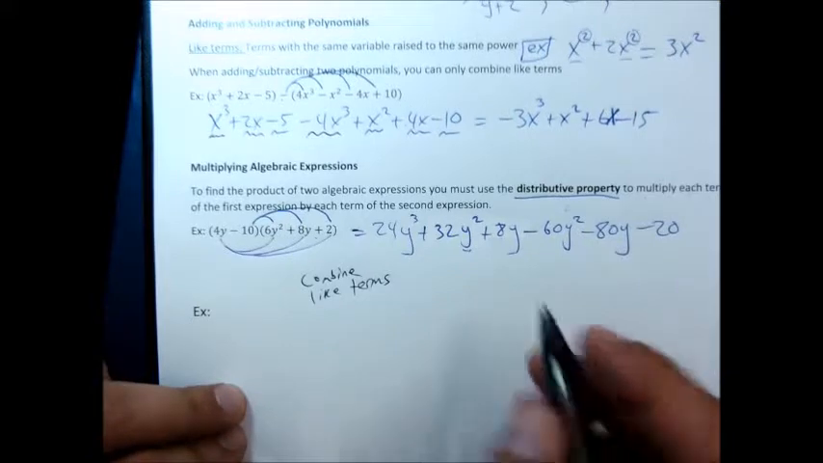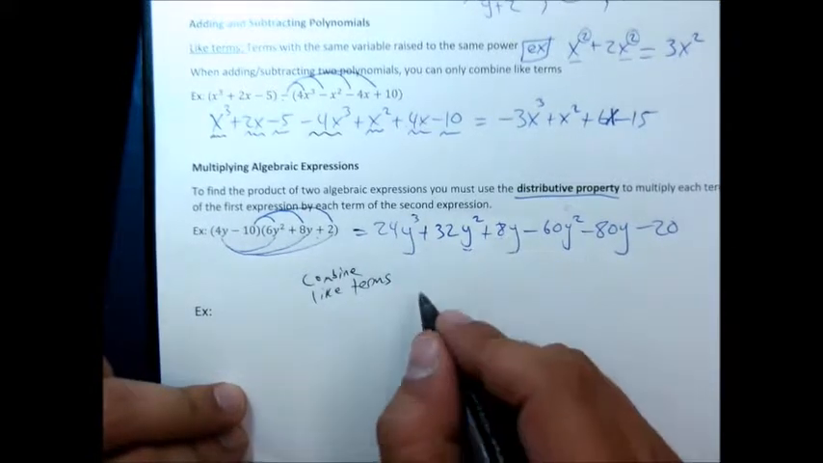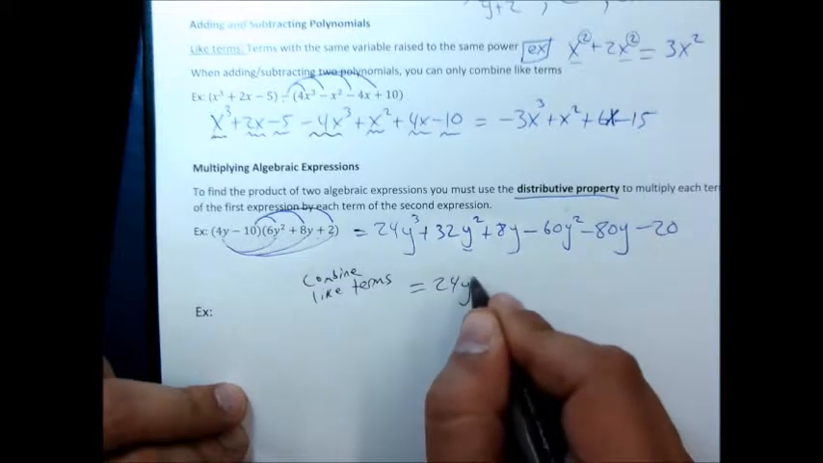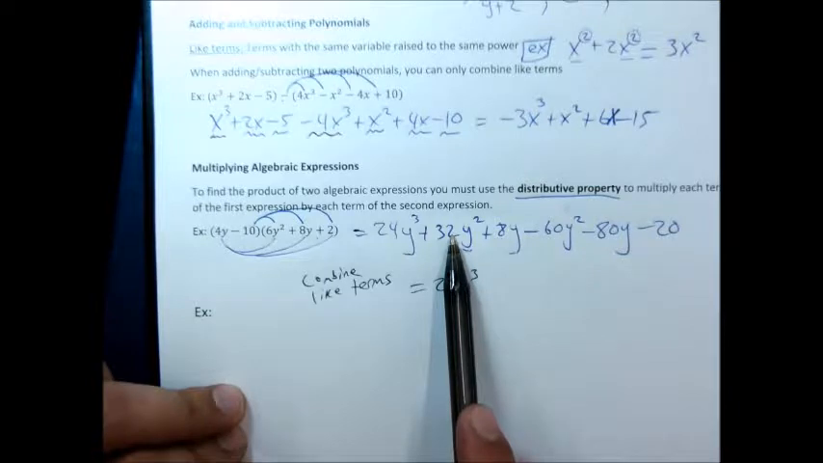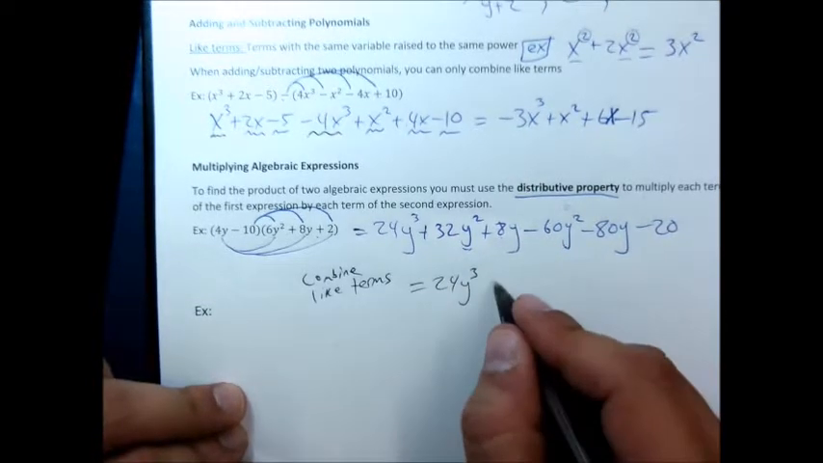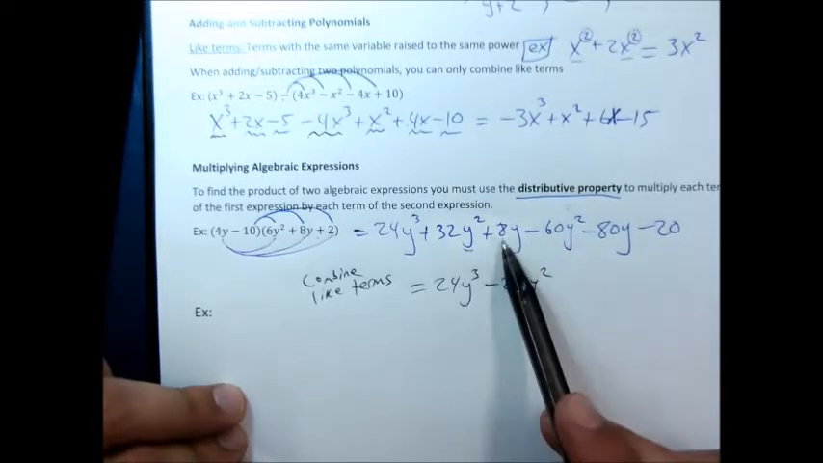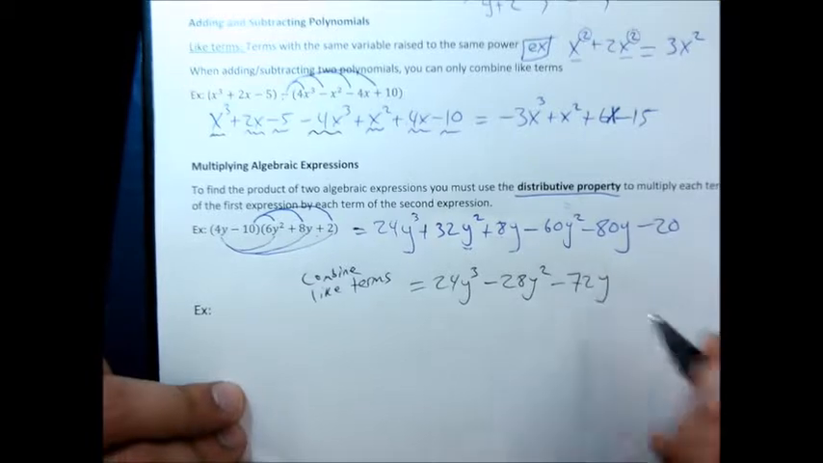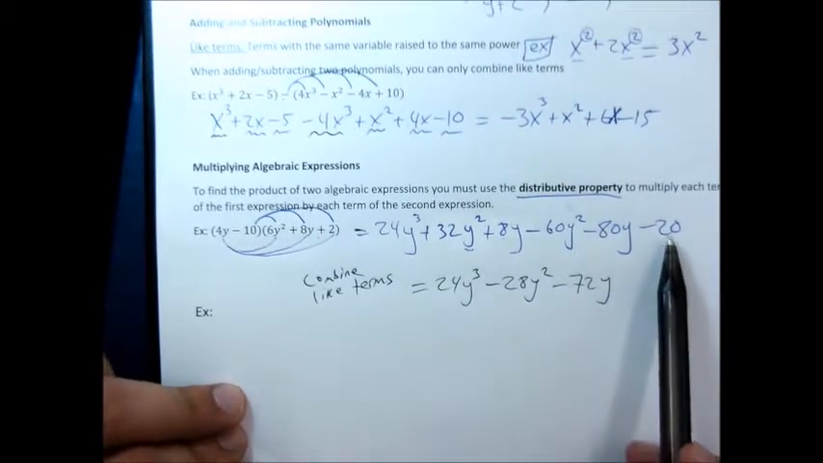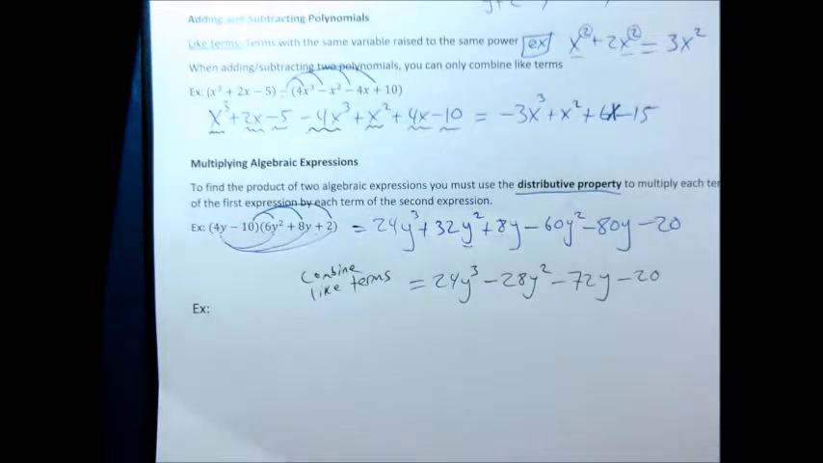So when we combine like terms, we end up with, let's see here, there's only one x cubed, and so we leave that one alone, 24y cubed, not x cubed. We look at the squareds, we've got a 32y squared minus 60y squared. That's going to be a minus 28y squared. There's an 8y minus 80y, so that's going to be minus 72y. And then there's only a single constant, minus 20, and so we just bring that down. And that would be good.